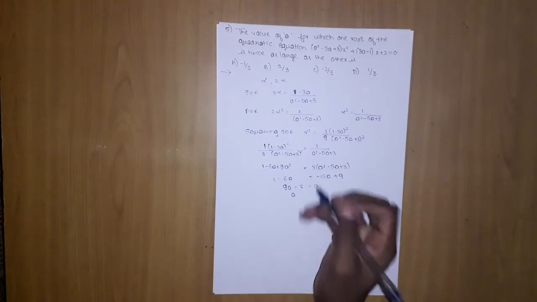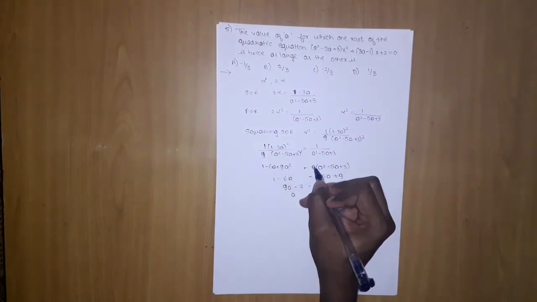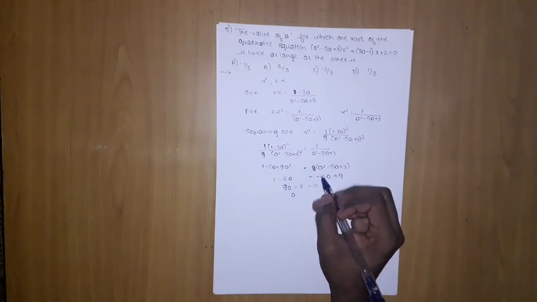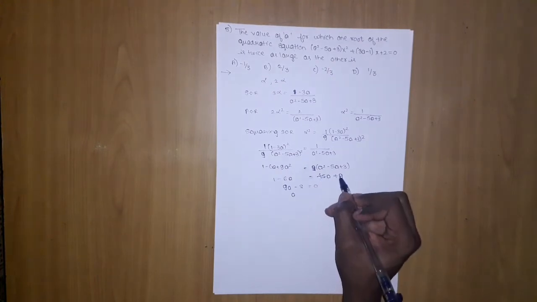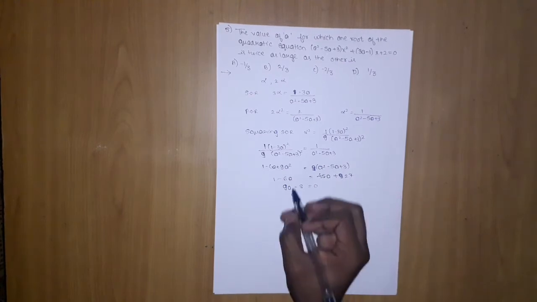Oh, we have written it 3, it should be 9. Then this will become 45. Okay guys, this will become 45, and 9 3s are, wait, no, 27. Okay guys, this will become 27.